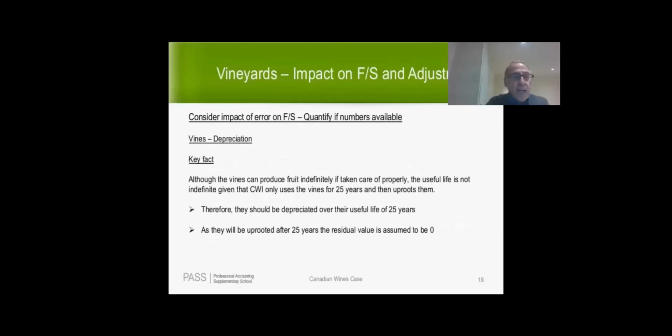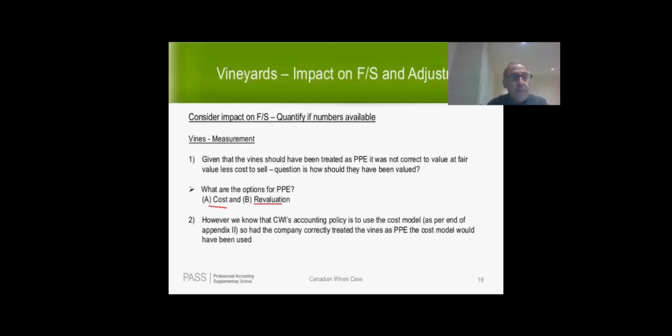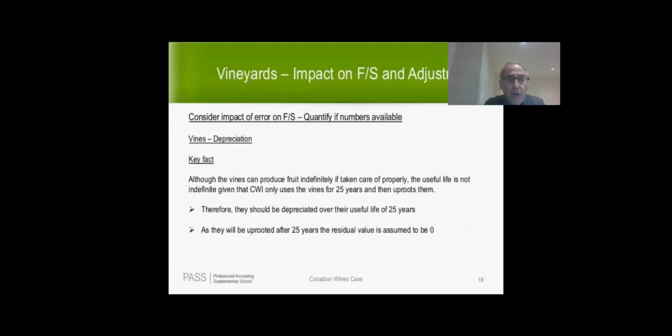Okay, now guys, let's talk about depreciation. So guys, we've now finished talking about measurement for the vines. Now let's talk about depreciation. Although the vines can produce fruit indefinitely if taken care of properly, we were told that the useful life is not indefinite, given that CWI only uses the vines for 25 years and then uproots them. So they should be depreciated over their useful life of 25 years. As they'll be uprooted after 25 years, I would have assumed a residual value of 0, right? Because if you're going to uproot them, they're going to have no value at the end.